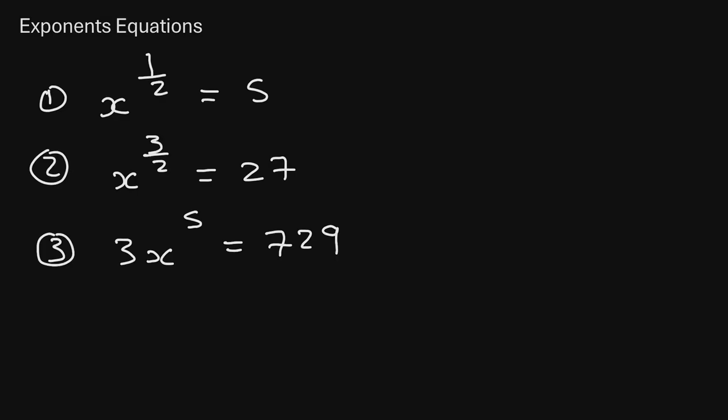Equations of exponents that have x as a base. So let us see how we can solve these problems. The first problem that we have is x to the power of 1 over 2 is equal to 5. In this case, we want to get rid of the exponent. So what we do is we multiply with the reciprocal of the exponent.